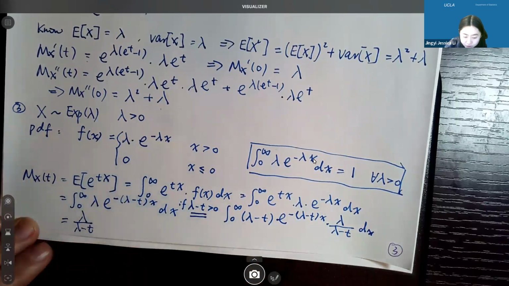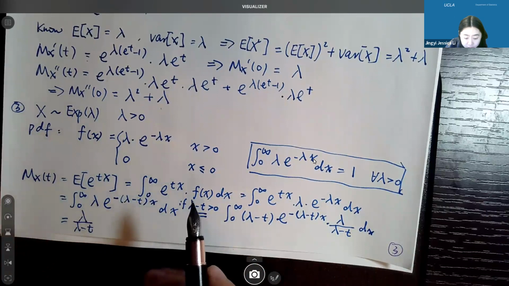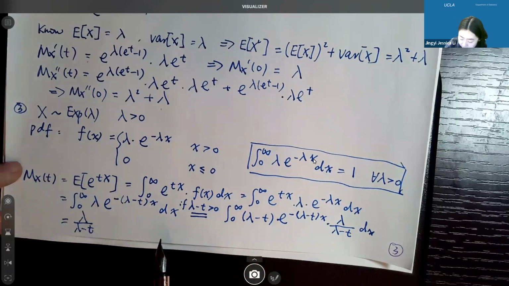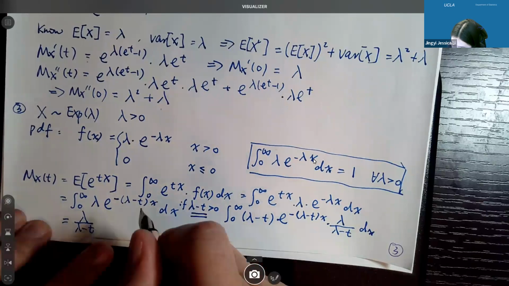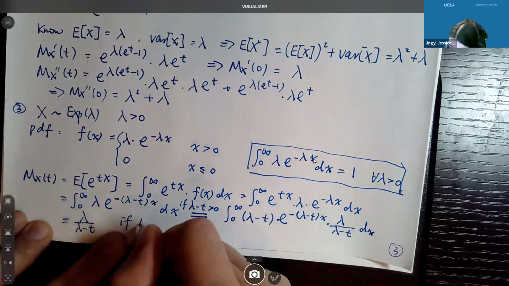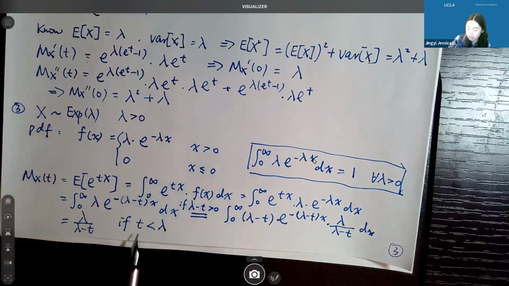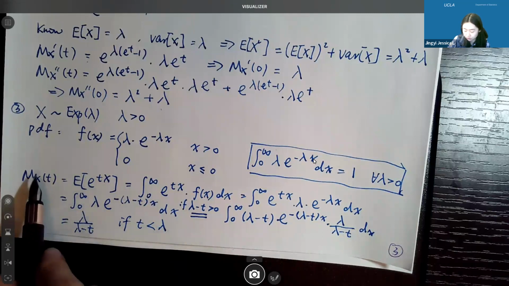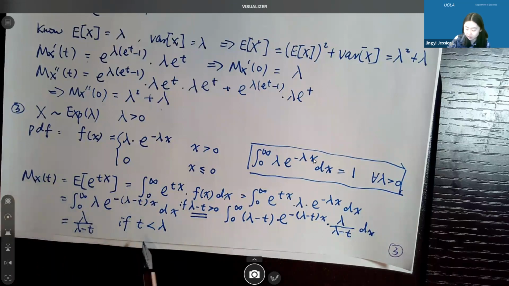But please be sure to write here that this moment generating function holds for t less than lambda. Otherwise, if t is not less than lambda, this is not positive, and then we cannot use this fact to simplify the integration. So make sure the moment generating function we derive is for t under this constraint. But as I said, if we just want the derivative of the moment generating function at t equals 0, it's okay because lambda is positive. Does that make sense?